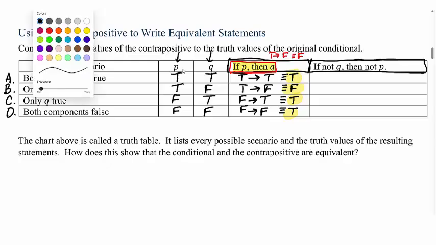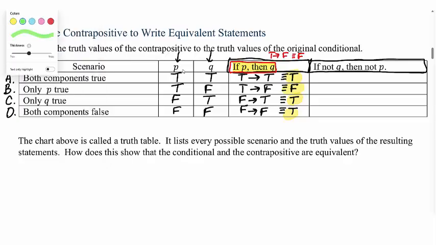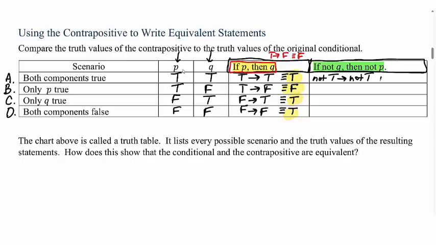Now let's analyze its contrapositive. So its contrapositive is if not Q, then not P. Let's see how that's going to go. So if not Q, then not P means, in this case, we have both components being true, right? So not true implies not true. Or in other words, false implies false. Well, we know that for a conditional, it's only going to be false if we have true arrow false. So this one's going to actually be considered true.